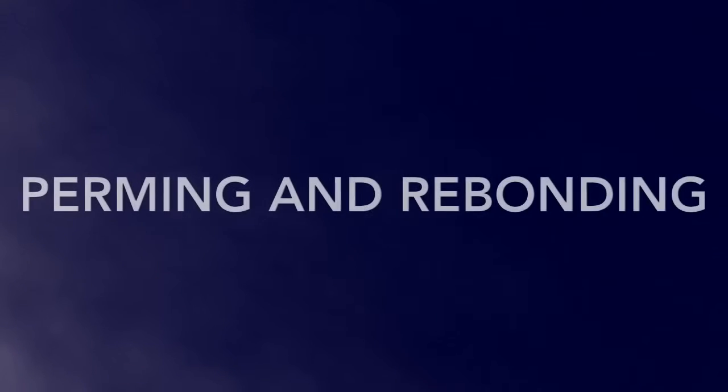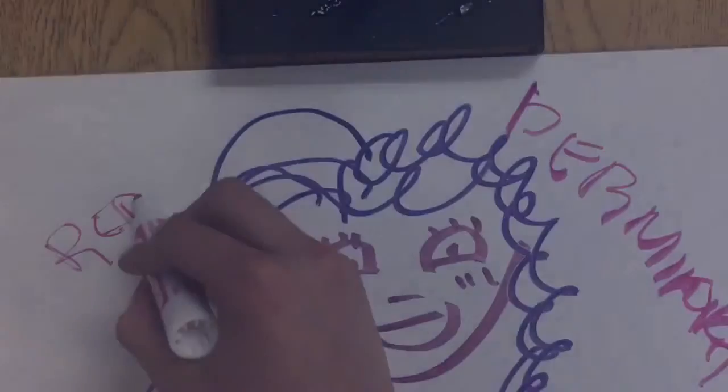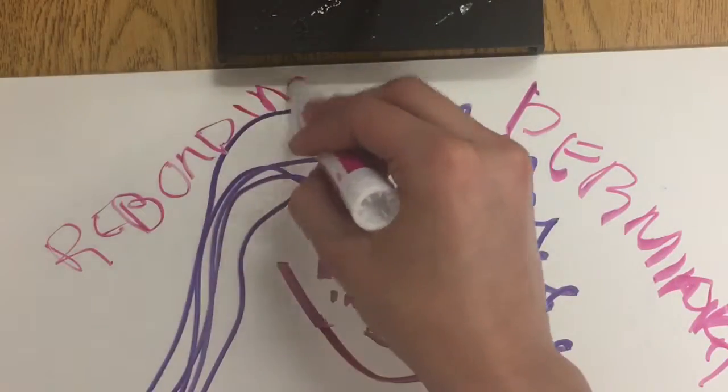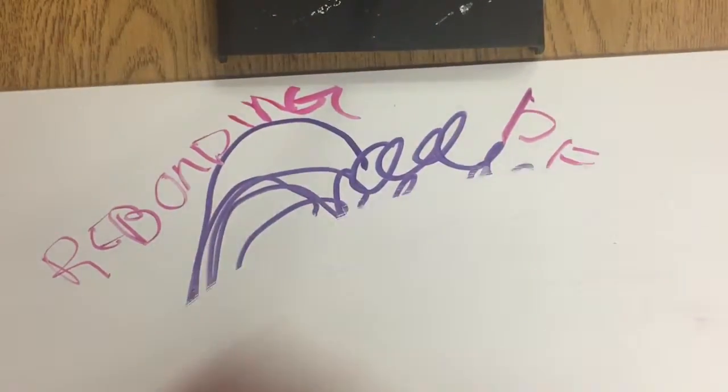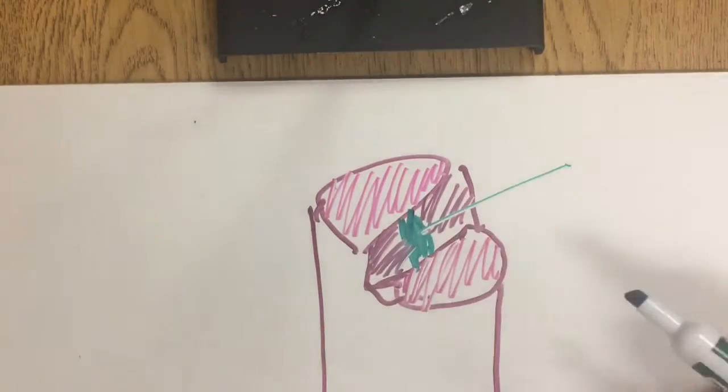Our chemistry experiment will be based on the science of perming and rebonding. Let's start with a bit of background information, starting with the structure of hair. A strand of hair has three main areas: the medulla, the cortex, and the cuticle.